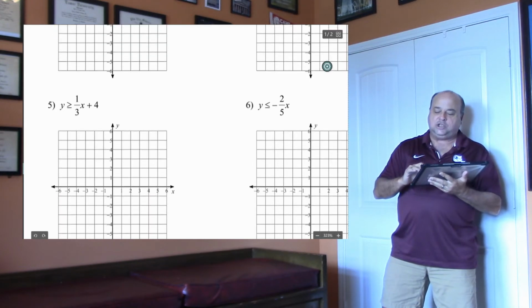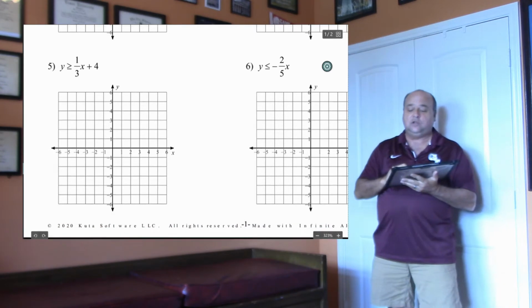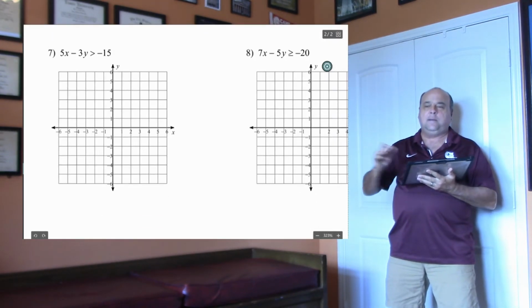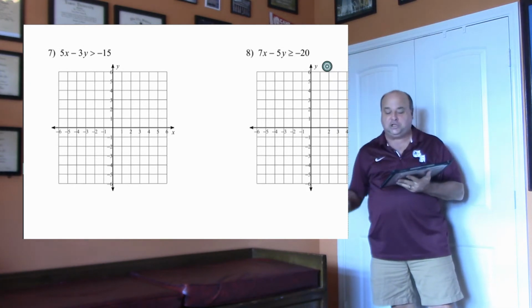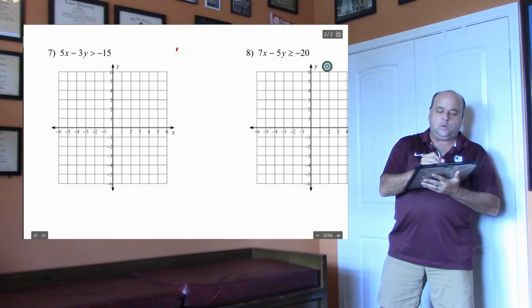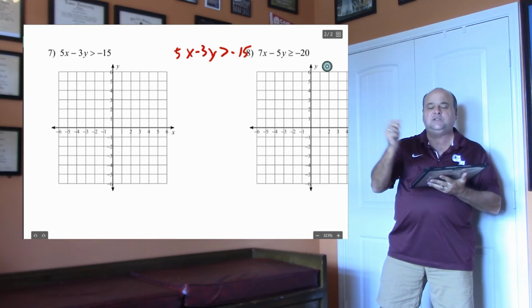The first page should be pretty simple because the slope and the y-intercept are given to you. Then you shade up or down. Pretty simple stuff. Let's go to the back page. Turn the page. On this page, we need to solve for y. So I'm going to put the equation to the right, and then I'm going to solve this for y.